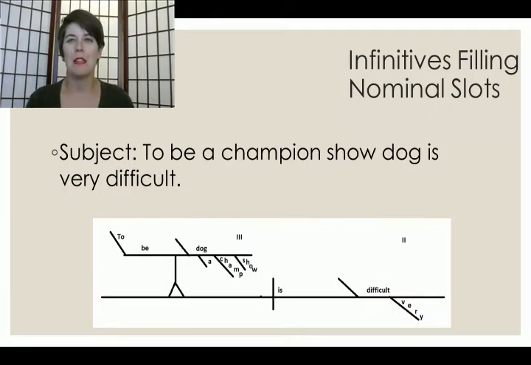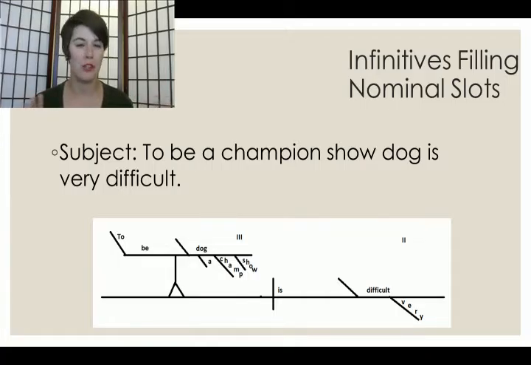Okay. So here's my sentence. To be a champion show dog is very difficult. We can tell that we're dealing with an infinitive because we look after the to infinitive and beyond, right? We see that there is an infinitive after to, and we look beyond it. We see some additional stuff, a champion show dog, so we have a whole infinitive phrase here. This whole thing, to be a champion show dog, is the subject of our sentence, right?